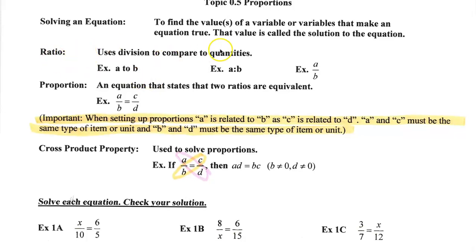A ratio is comparing two quantities using division. And there's lots of ways to write it. For example, A to B, or A:B, or A divided by B. All those mean the same thing. It's a ratio of this guy to that guy.